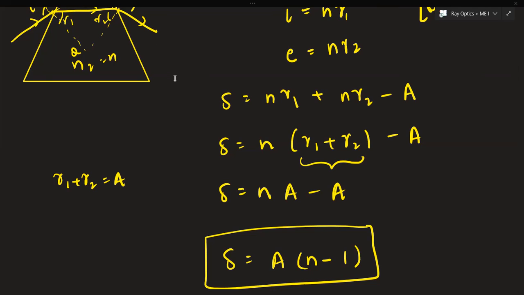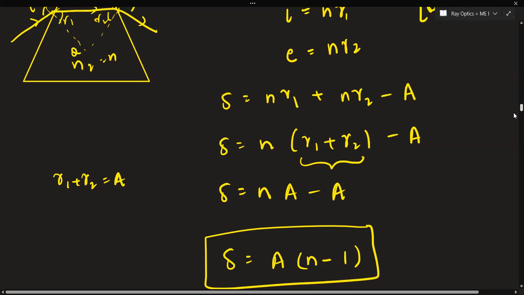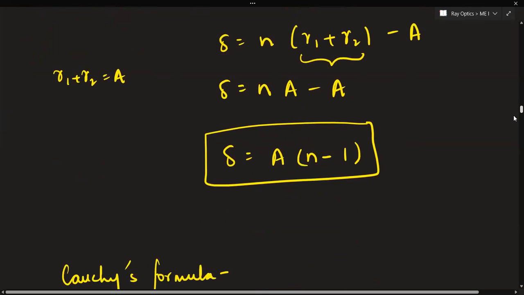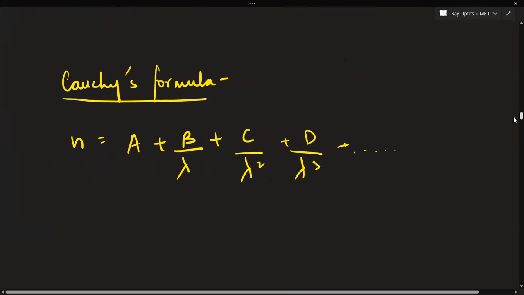See, when we study the phenomena of dispersion, various basic things are there. There's the relation that we have to understand between the refractive index and the wavelength of the radiations that are passed through, or the white light. See, white light is made up of 7 colors. But before that, there's one formula that is known as Cauchy's formula.